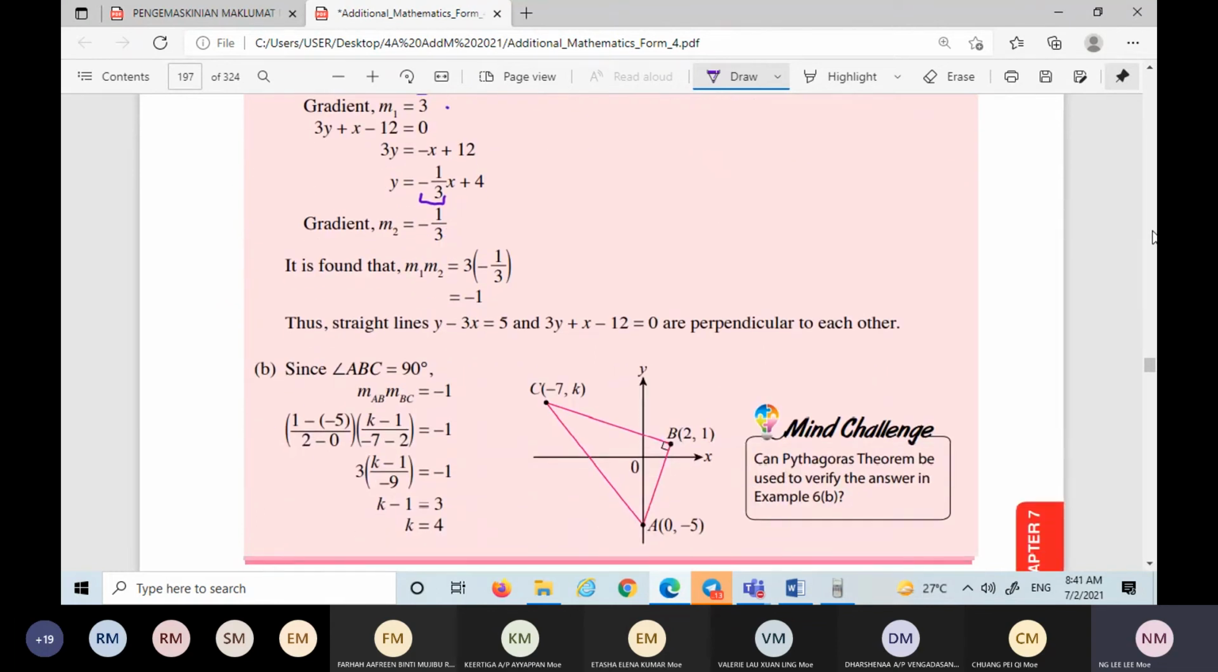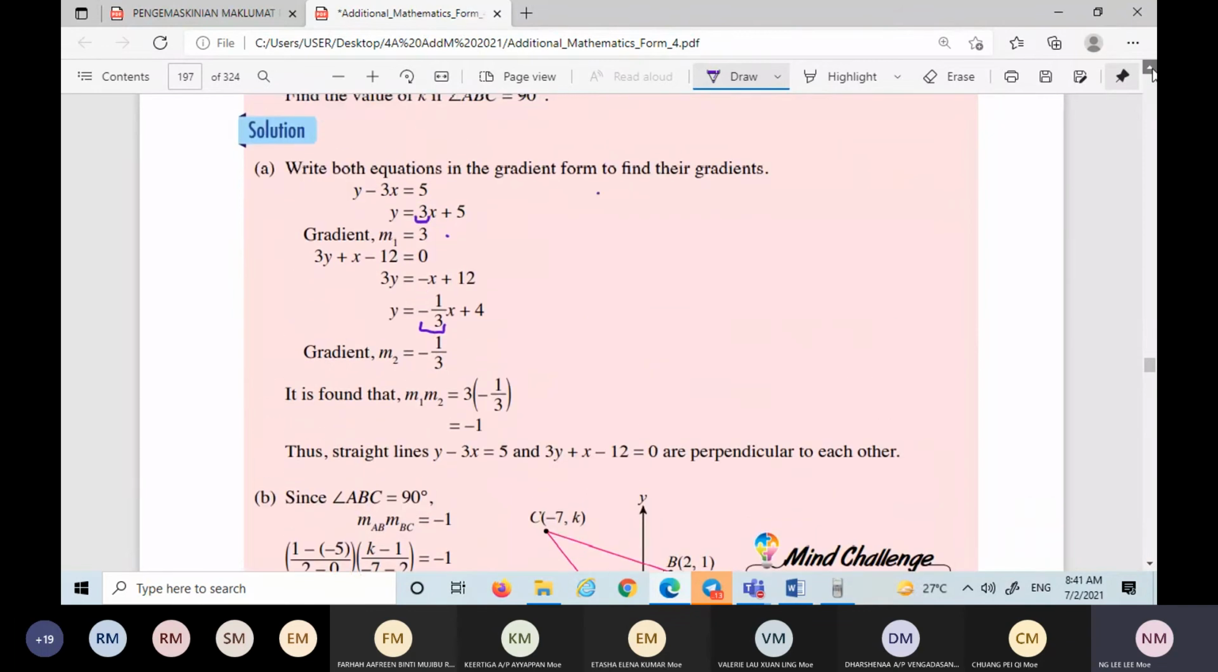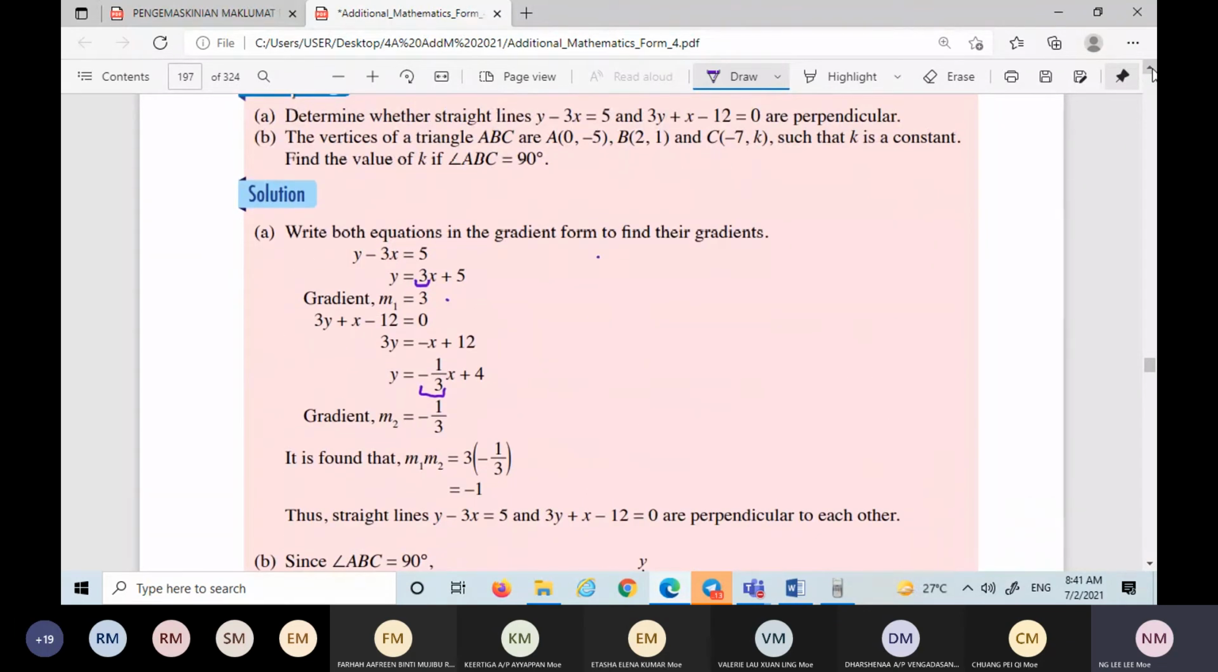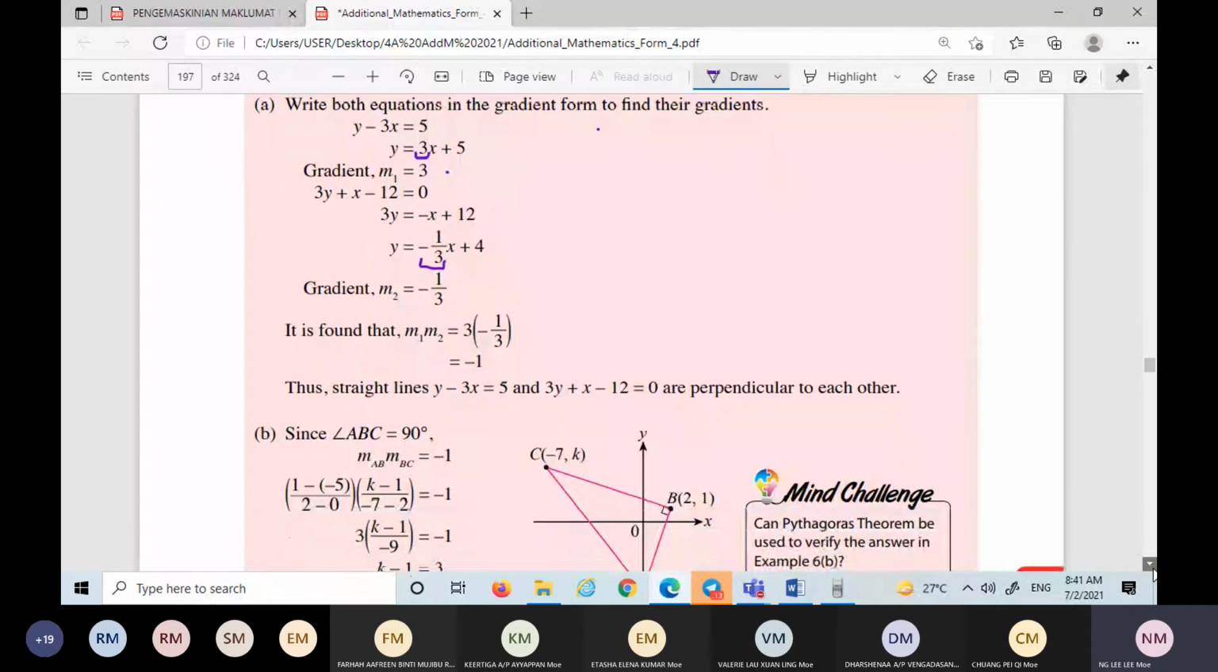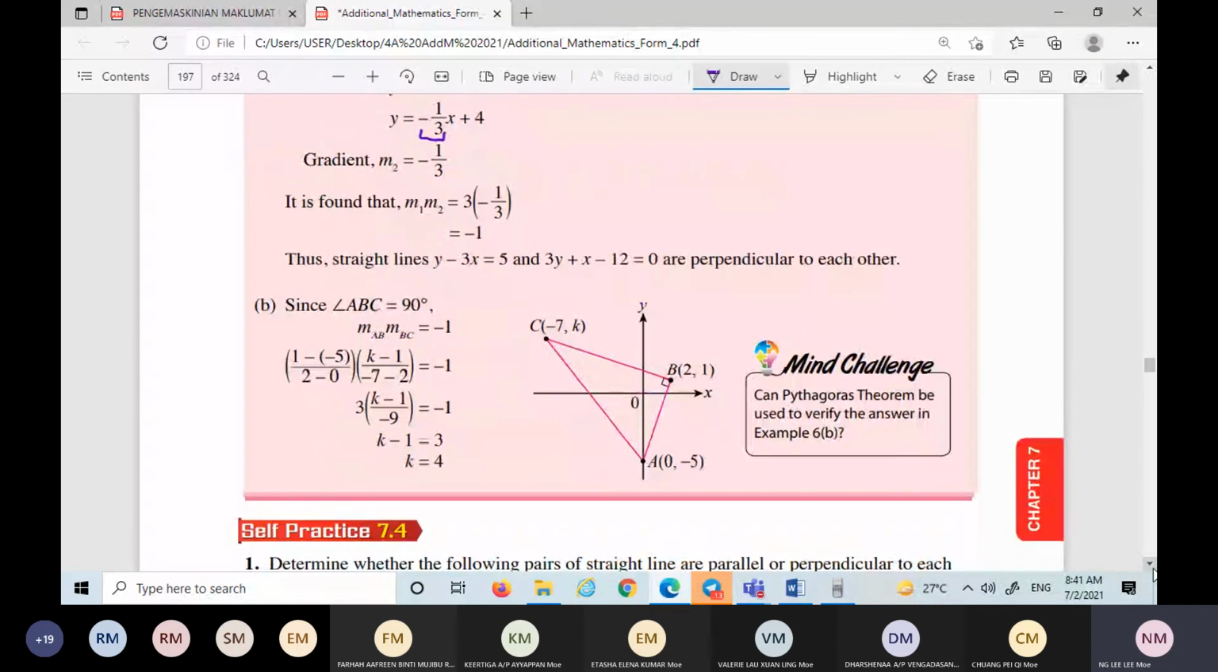Now we go to B. The vertices of a triangle ABC, where the y coordinate of C is not known, they label it as k, a constant. Find the value of k if angle ABC is 90 degrees. So you roughly sketch it out. Angle ABC is 90 degrees, here is 90 degrees.